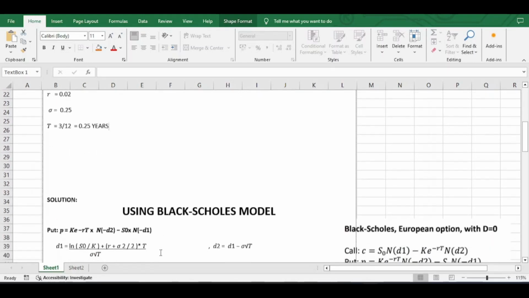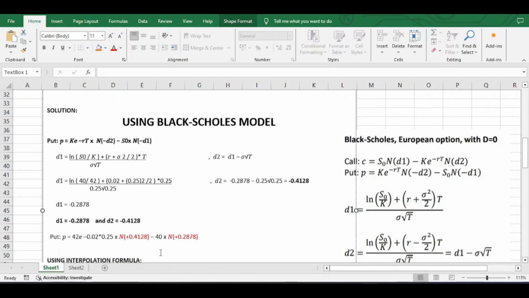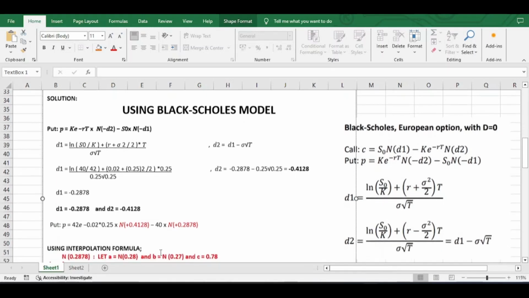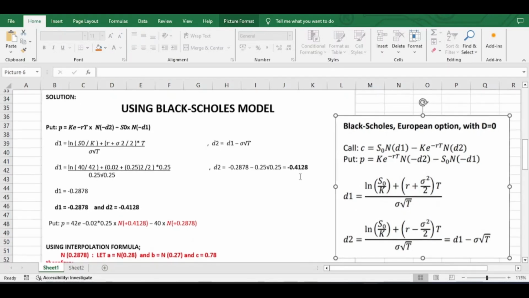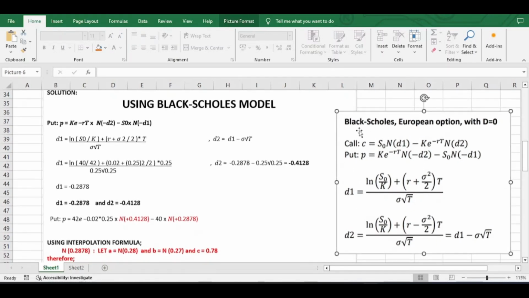I have already solved that problem for the purpose of making this video as short as possible. So let's go through the solutions together. On the right side here, you can see the formulas for the Black and Scholes European option with no dividend. This is the formula I'm using for the call option, and this is the formula given for the put option.